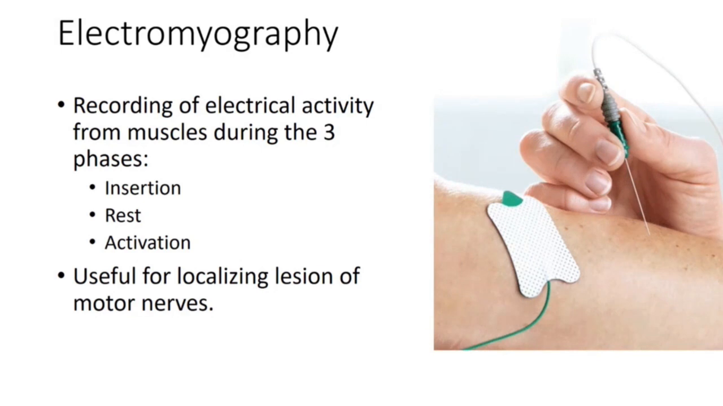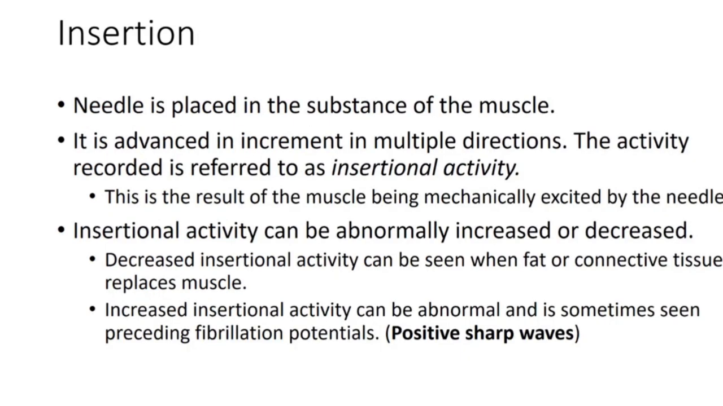So this gives you information about motor neurons or about intrinsic muscle disorders. All right, so this is not telling us information about the sensory nerves. During the insertion phase, you put a needle into the muscle, and then they redirect this needle multiple times within the muscle in different directions. And every time they put the needle in, it causes some excitability in the muscle. So it causes mechanical disruption and depolarization of the muscle. And so you put the needle in, you move it around, and then they see waveforms come up on the screen. And this is termed insertional activity.